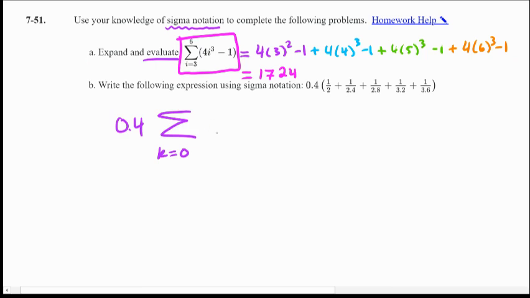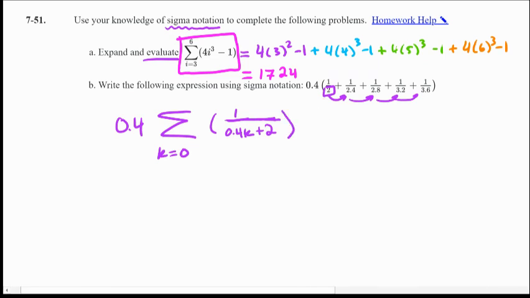But for the actual sigma notation here, I can see that I have fractions, and the only thing that's changing in the fraction is the denominator. So that's what's going to have my variable k. So I'm going to have 1 over. I see that the denominator is going up by 0.4 each time, so I would say 0.4k, because that's my rate of change. And then the first value that my denominator is at is 2. So again, it's like our mx plus b situation, where the rate of change is 0.4, the starting value is 2, and I'm using the variable k here.